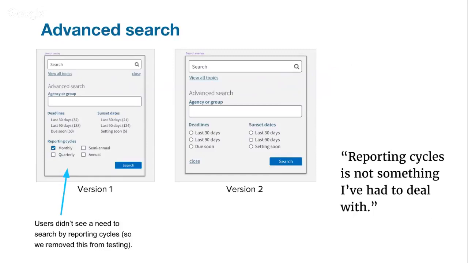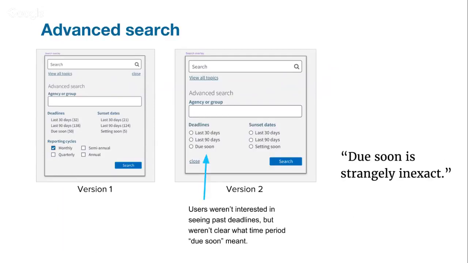The first 3 people we talked to didn't see any need to search by reporting cycle, so we ended up removing that from the testing because we couldn't come up with a potential use case where that might be relevant. They also weren't really that interested in seeing past deadlines, and they weren't clear what the time period "due soon" meant. So they wanted a very specific time, like due in the next 6 months, due in the next year, just something that's a little bit more concrete.